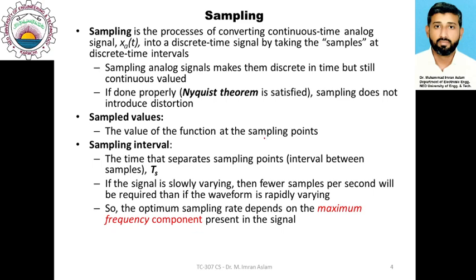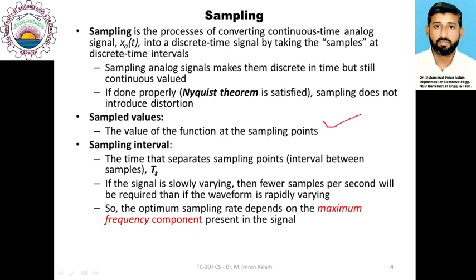So there are a few important terms related to sampling. Sampling is the process of converting a continuous signal to discrete time samples at discrete time intervals. If sampling is not properly done, it may cause some distortion. However, there is a certain theorem called the Nyquist theorem. If that theorem is satisfied, the sampling does not cause distortion and the signal can be recovered from the values of the function at the sampling points.